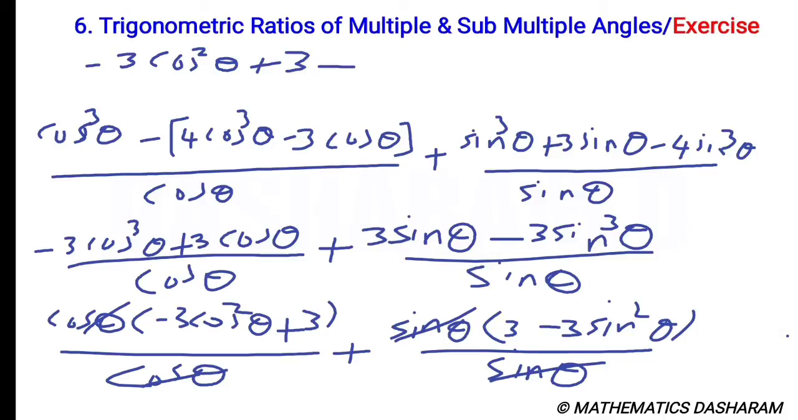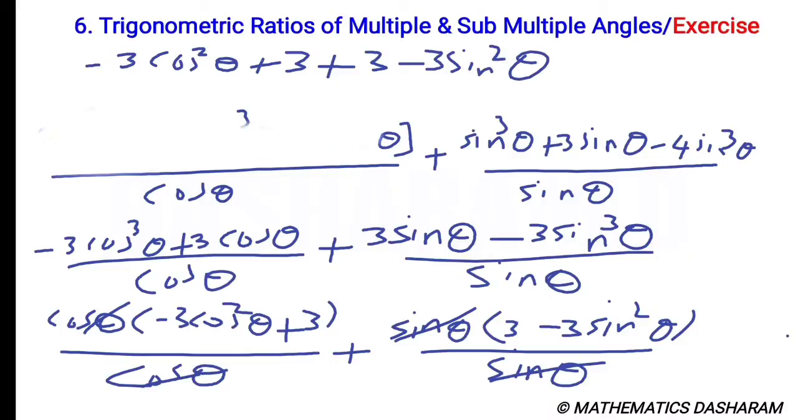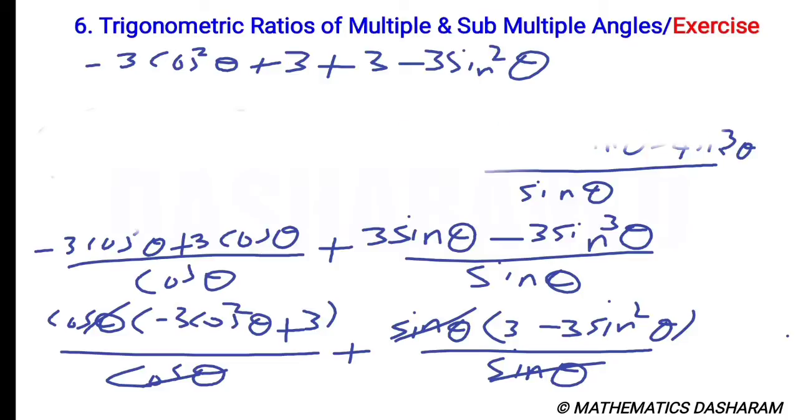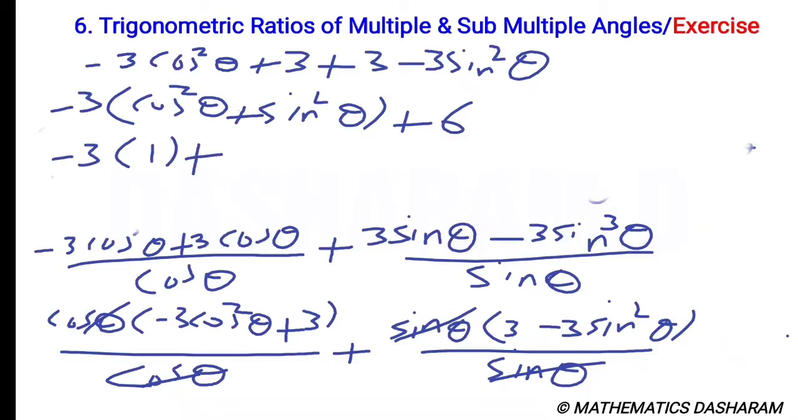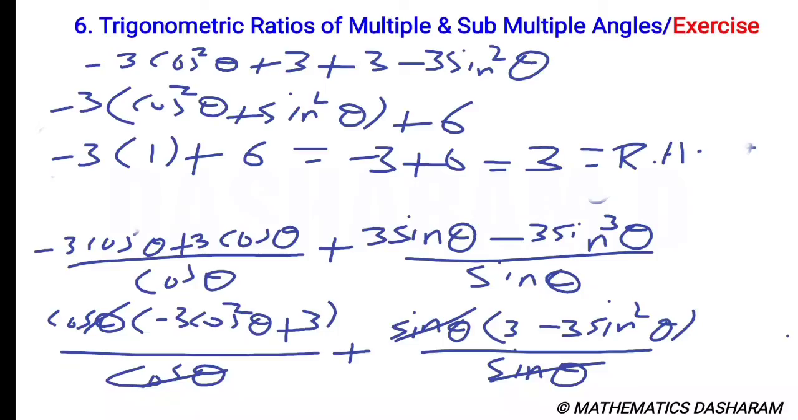plus 3, plus 3 minus 3 sin square theta. So now take the minus 3 common from the two terms. So minus 3 common, so here cos square theta and here sin square theta. Next add the numbers, 3 plus 3 is 6. So minus 3 into 1, because it is an identity, plus 6. So it is equal to minus 3 plus 6, so it is equal to 3, the RHS. So hence proved.